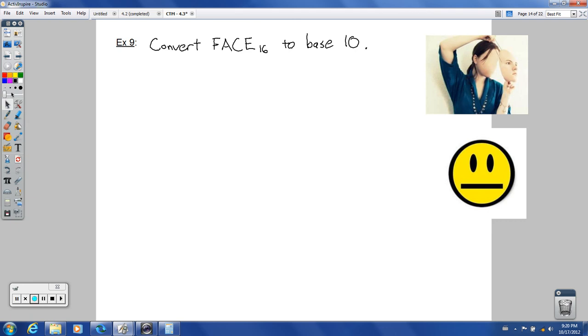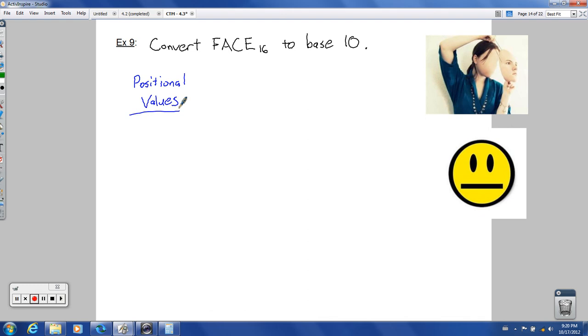Positional values are, what are they in base 16? I'm going to write those over here this time. So the positional values would look like this. Let's work our way backwards: 1, 16, 16 squared, just like before, 16 cubed, and so on. And that would be the same thing as 4096, 256, 16, and 1.